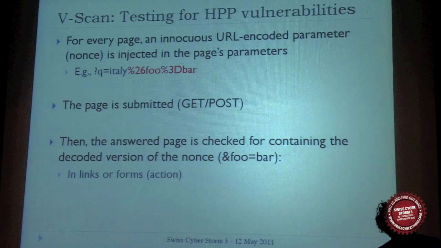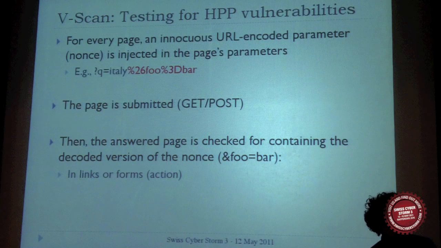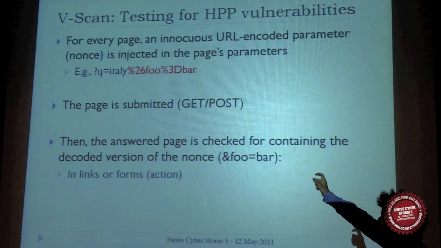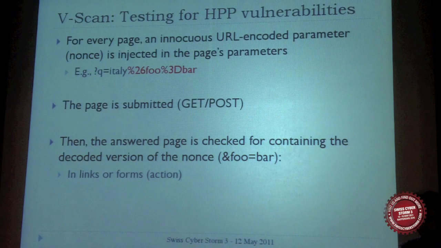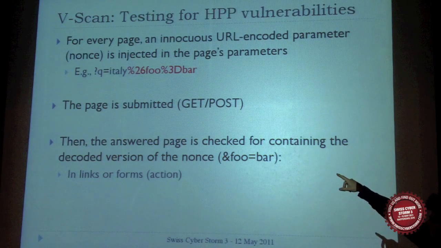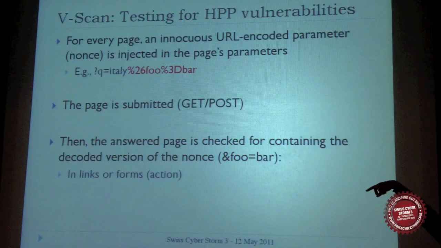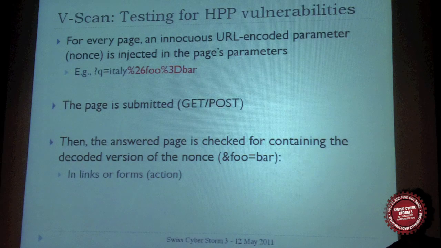The V-scan, instead, is the scanner for the vulnerability. What we do is, for each parameter accepted by the application, for example a parameter q equal to Italy, like in the Google example, we inject %26foo%3Dbar, that is the encoded version of &foo=bar. We submit this page to the application, and we check whether in the answer page this &foo=bar is included, either in some links or in the forms.